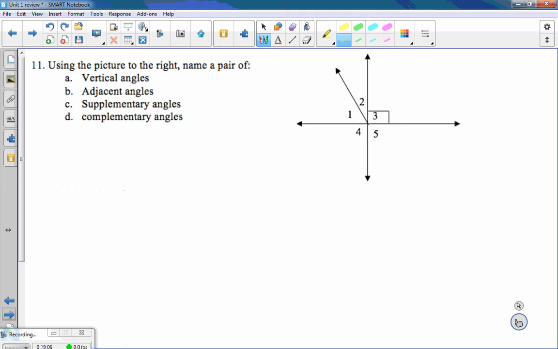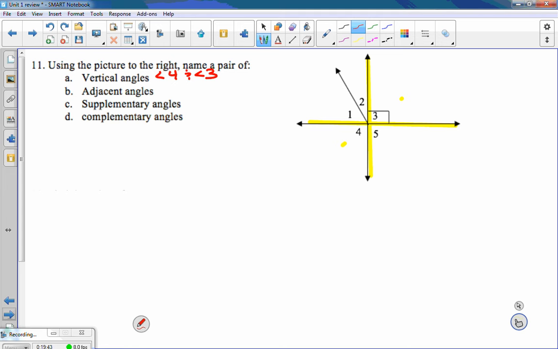All right, let's go through these. Give me a pair of vertical angles. What would they be? Angle 4 and angle 3. Do you see that I can make an X? Right here and right here. And these are the two that are across from each other. Vertical angles are what? Are they supplementary, complementary, or congruent? Congruent.